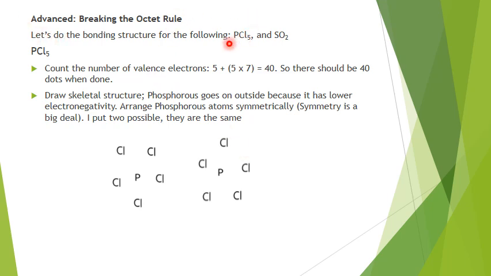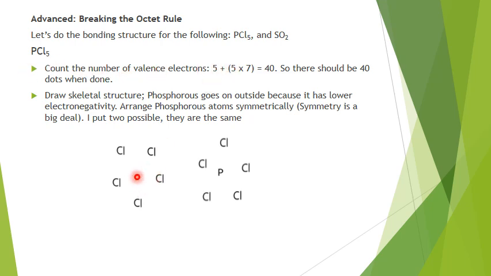Okay, so we're going to look at these two molecules, PCl5, phosphorus pentachloride, and sulfur dioxide. We're going to use the last method I talked about: you count the valence electrons, start out with the skeletal structure, take care of the outer atoms, count them, and then fix the middle if you need to. So, count the number of valence electrons.